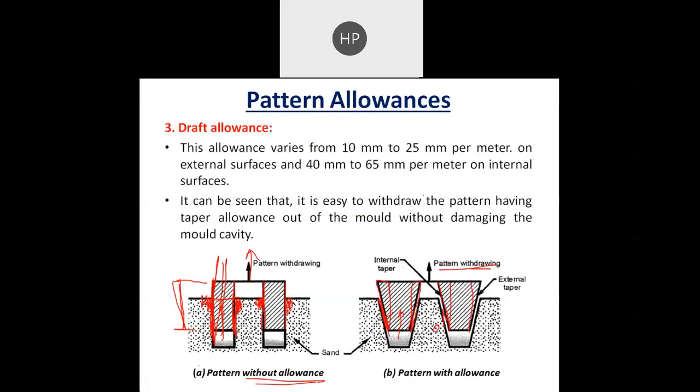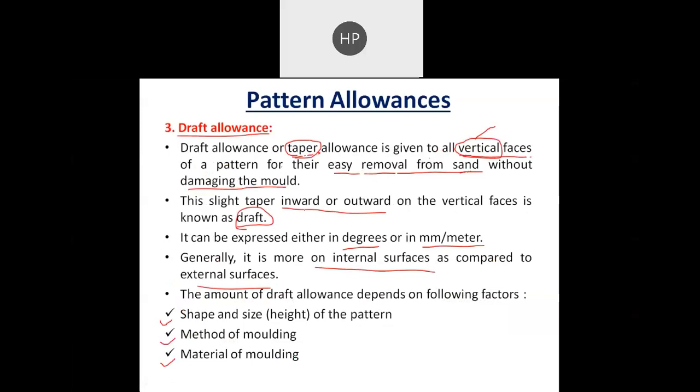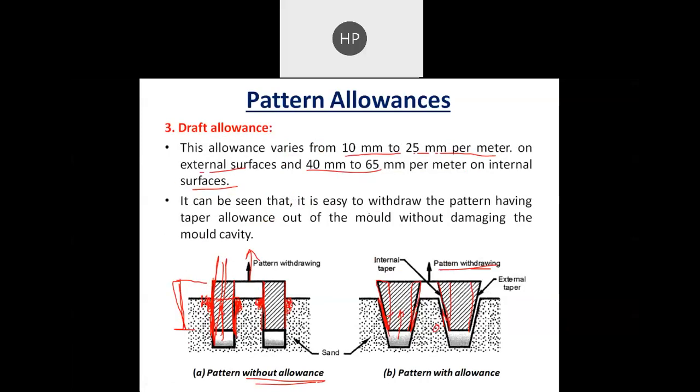And this allowance varies from 20 mm to 25 mm per meter on an external surface, while it will be 40 to 60 mm on an internal surface. As we discussed earlier, on an internal surface it will be given more, and it is easy to withdraw the pattern having a taper allowance from the mold without damaging the cavity. As we have seen in this diagram, if it is straight, then it is difficult, but if it is a taper, then it is easy to remove from the mold.